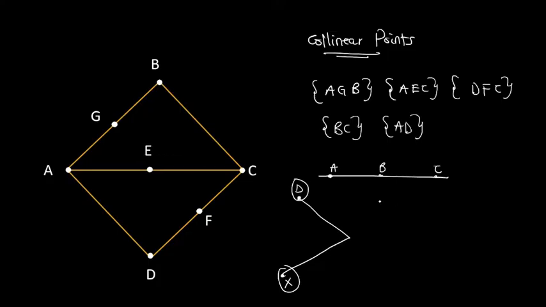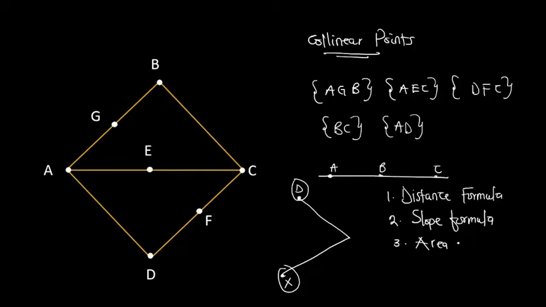Now let's look at how we determine whether some points are collinear or not. There are 3 ways to do that. The first one is to use the distance formula, which is what we'll be looking at in today's video, and in the subsequent video we'll be looking at the other ways. The second way is to use the slope formula or the gradient formula. And the last way is the area of triangle formula. But for the purpose of this tutorial, we will be looking at the distance formula.